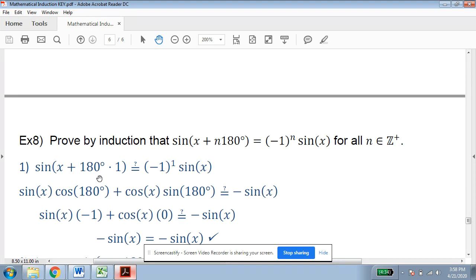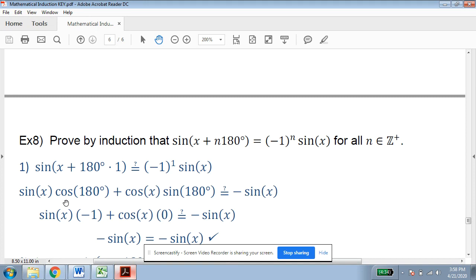1 times 180 is there. -1 to the 1 power is there, which is just -1, so that's a -1 times sine x, which is negative sine x. That doesn't change on the right. On the left side, I've got a sum in here. You have to think back to the trig unit. The sine of something plus something else, I have to break it apart, whether you memorized it some way or you just memorized the formula. That's the sine of the first times the cosine of the second plus the cosine of the first times the sine of the second. And then I can do some simplifying.